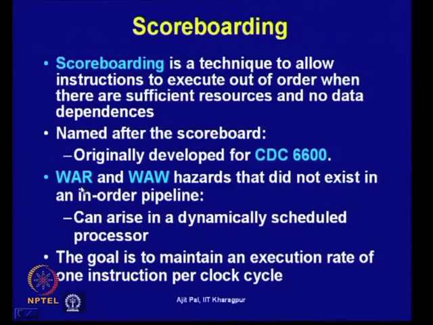And WAR and WAW hazards that did not exist in an in-order pipeline can arise in dynamically scheduled processors, as I have already mentioned. The goal is to maintain an execution rate of one instruction per cycle. That was the basic objective of the scoreboarding. That means it will overcome WAR and WAW hazards, which can arise in this approach. And of course, the basic goal is to maintain an execution rate of one instruction per cycle.